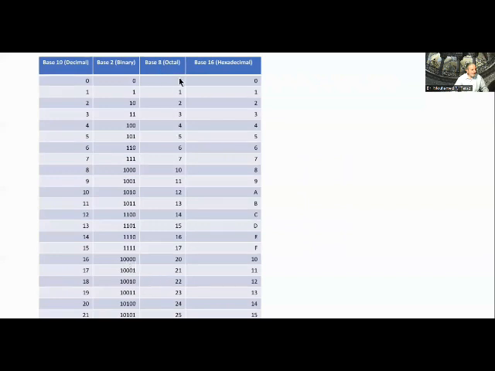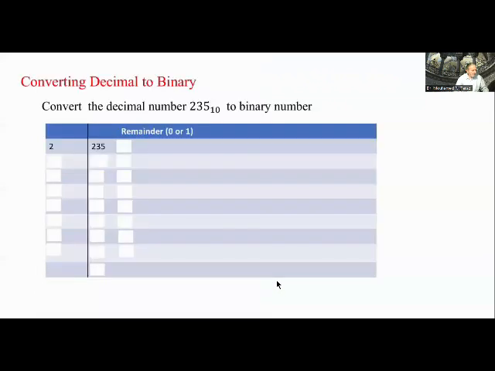Base 8 starts from 0 up to 7. Now you run out of digits, then this will be 8. Don't read it 10. No, it's 1, 0 base 8. 1, 1, 1, 2, and so on. Base 16, 0 up to 9 and A, B, C, D, E, F. Now you run out, 16 is 1, 0, then 1, 1, 1, 2, and so on. You continue that way. Now we're going to see how to convert a decimal number to a binary number.